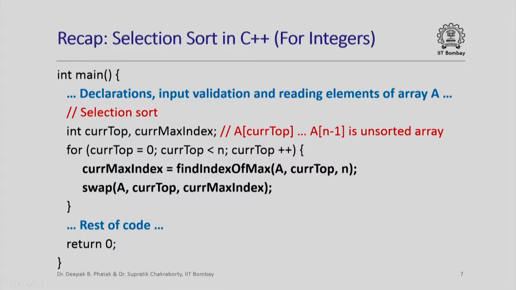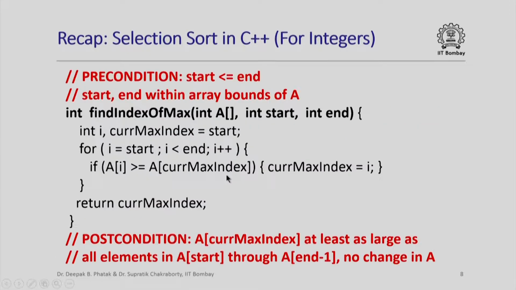Now how did this function find index of max look like? Well, this is how it looked. We have already studied this in an earlier lecture. There is a simple loop here which iterates from the start to the end of the subarray of interest, and in each iteration it checks whether the current array element is greater than or equal to the currently maximum array element that has been seen. Why are we using greater than or equal to?